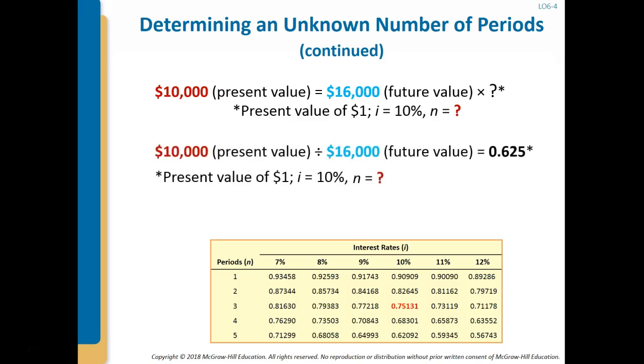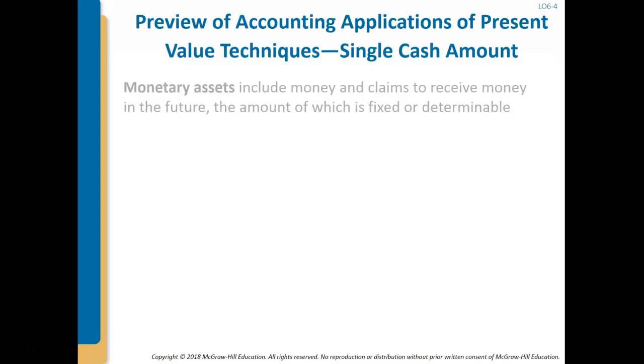Rearranging algebraically, we find the present value table factor is 0.625. When you consult the present value table, you search the 10% column where interest is 10 for this value, and you find 0.62092 in row 5. So it would take approximately 5 years to accumulate $16,000 in the situation described.